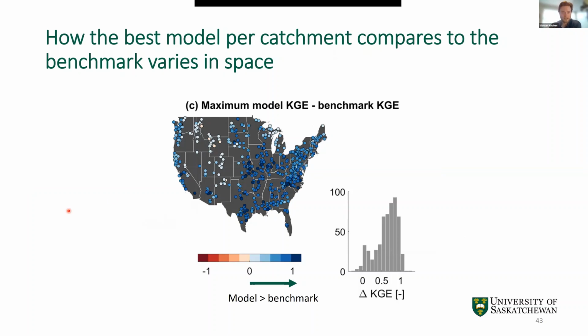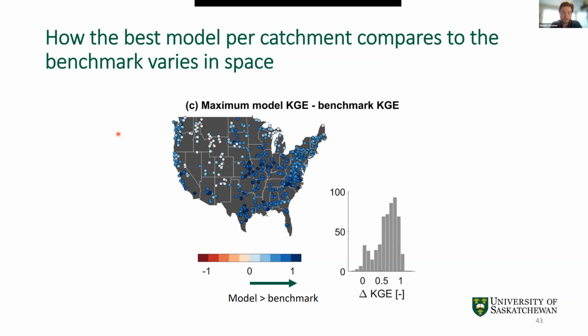So if this is blue, the model beats the benchmark. And if this is red, then the model does not beat the benchmark. And what we can see is that in 11 catchments, mostly located in the mountains here, not a single one out of these 36 models actually beats the benchmark. And the differences in these catchments can be quite pronounced, where the benchmark itself can be up to 0.2 KGE points higher than what the best model can achieve.